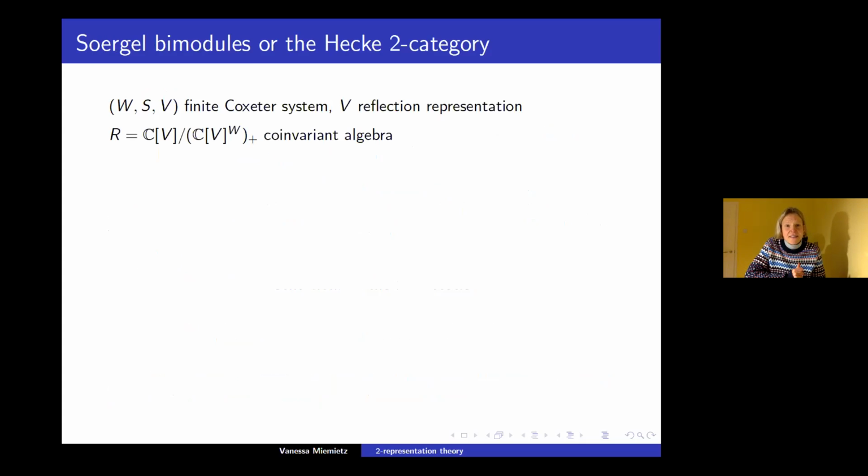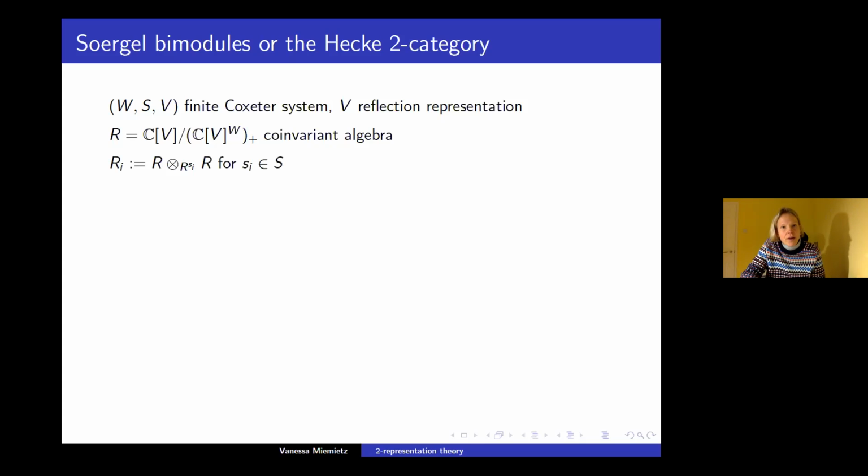This is the quotient of the symmetric algebra of our reflection representation, the vector space underlying the reflection representation, by the total invariants under the induced action of the Weyl group, because since W acts on V, it acts on the symmetric algebra associated to V. So we take the total invariants and the ideal generated by those of positive degree. That's the coinvariant algebra, which is also the cohomology ring of the flag variety.